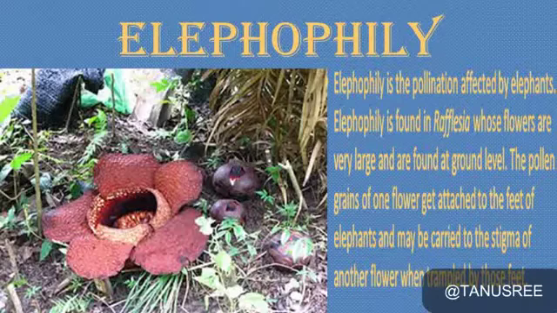Elephophily is pollination affected by elephants. It occurs in Rafflesia, which is the largest occurring flower. It is saprophytic with a rotten smell and is found at ground level. The pollen grains of one flower get attached to the feet of elephants when trampled upon, to be carried to the stigma of another flower when trampled by those same feet.